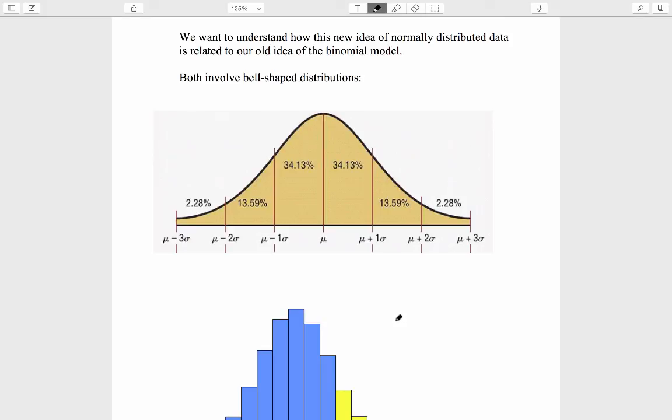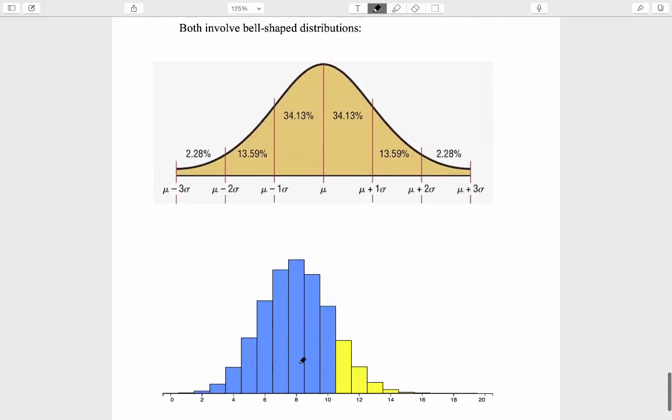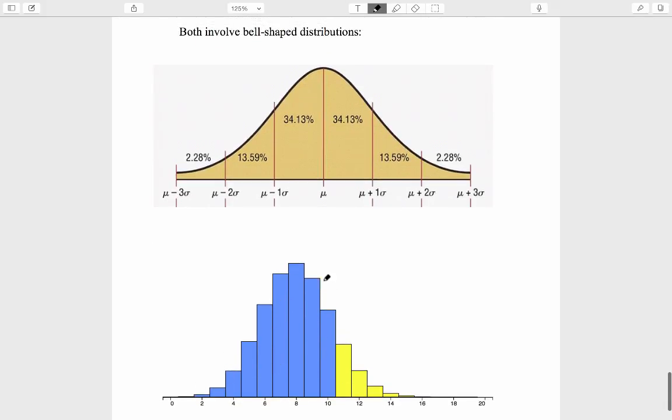We want to understand how this new idea of normally distributed data is related to our old idea of the binomial model. We've noted earlier how the histograms arising from the binomial model have a roughly bell-shaped appearance. And our goal is to understand just what is that connection.